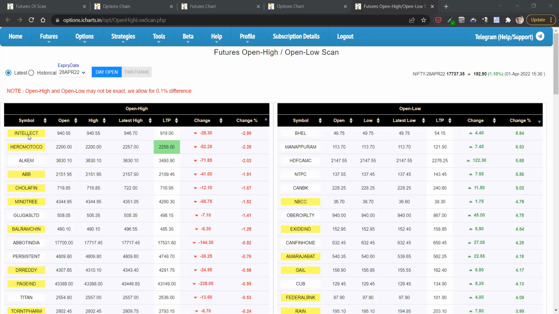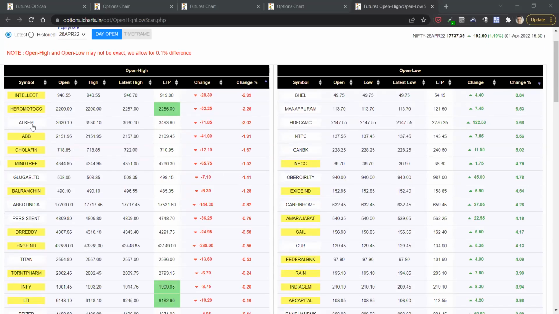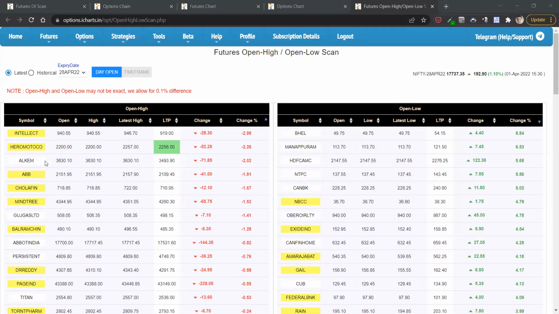The yellow marked ones are the ones that have already broken that condition, so they are not interesting anymore. The ones that are not highlighted in yellow are the ones you need to keep an eye on throughout the day. So if you are trading long, wanting to take bullish trades for the day, then you need to keep an eye on open low. You can take a look at these, which are not marked in yellow, and then look at the chart and decide if you want to take bullish positions here.